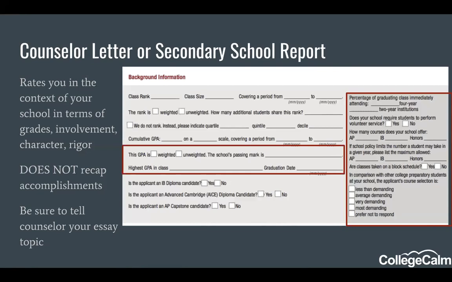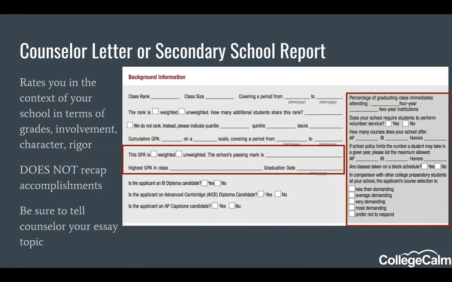And so colleges will request that your counselor fills out a report based on this questionnaire, much like the teacher evaluation. So you see they ask for your GPA, is it weighted or unweighted? They ask about class rank, if your school ranks, the class size, and rankings. And then they also ask if you're an IB diploma candidate, if you're an AP Capstone candidate, like all of these different things just to get a better picture of you.